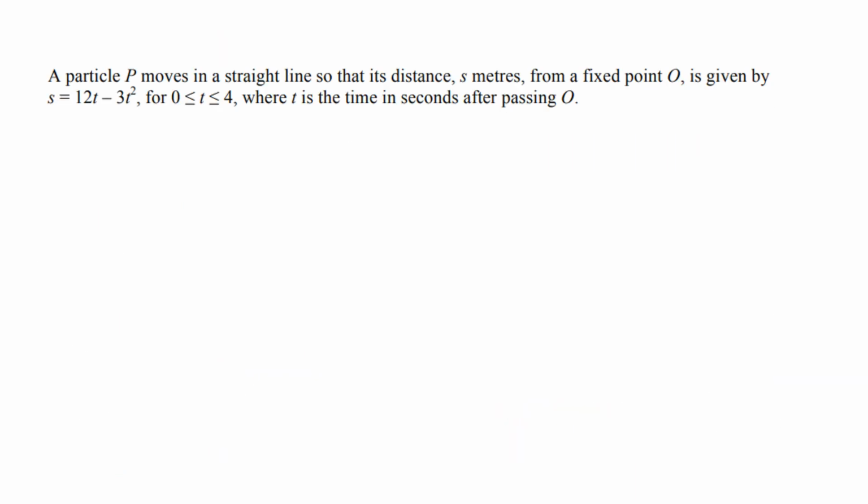Besides all that we have mentioned, there's another very important concept. If you look at the question shown on the screen, a particle P moves in a straight line so that its distance s meters from a fixed point O is given by the equation s equals 12t minus 3t squared, where t is between 0 and 4 inclusive, and t is the time in seconds after passing O.